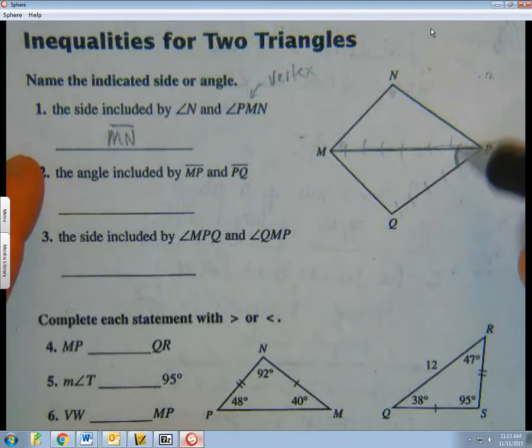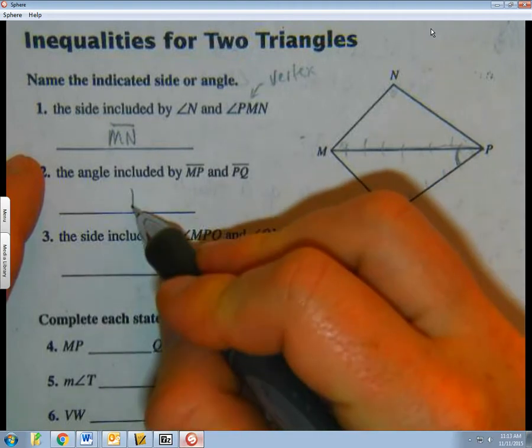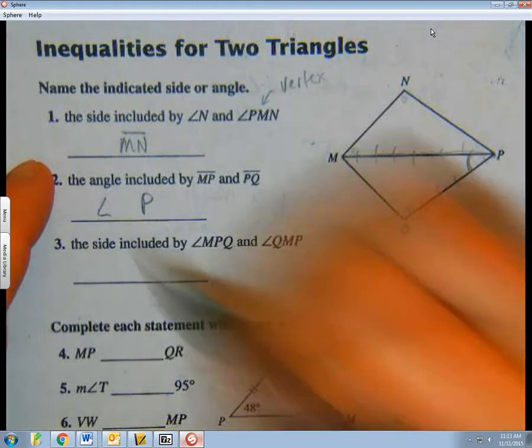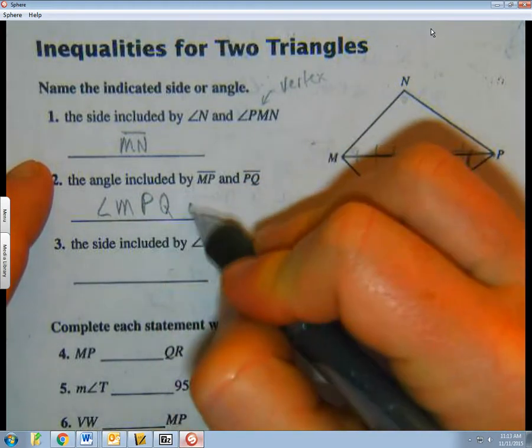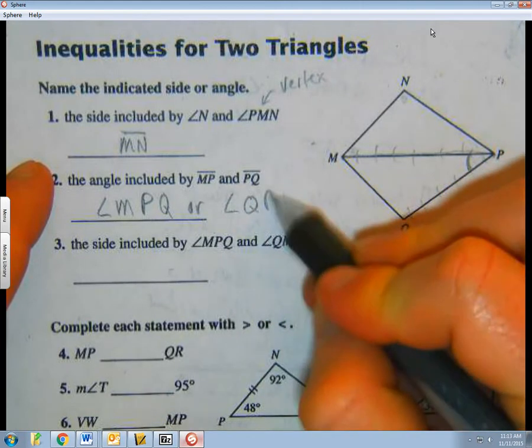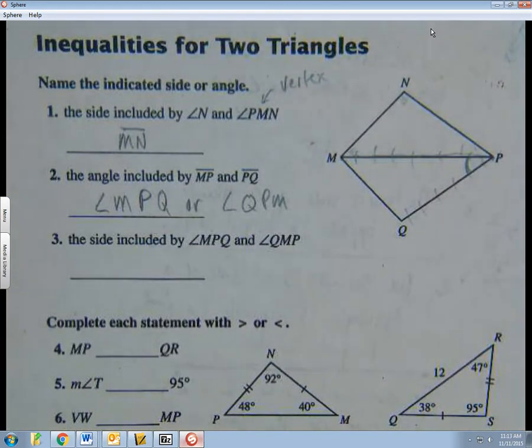That's included by those. Now it's not good enough just to say P, because P could be this angle or this angle. Okay, we need to really define P as this bottom one. So P is going to be in the middle. Going to have an angle, and we can go MPQ. Or if you wanted to do QPM, that would work as well. Alright. That's that for the top two.